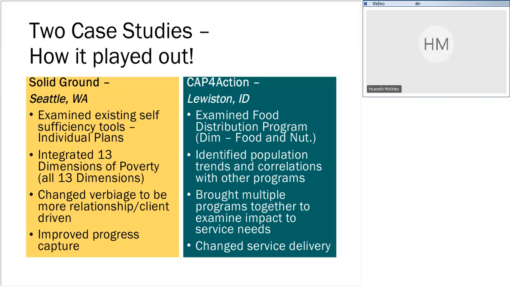And so we sat down and we talked about it, and we accessed direct service staff, the supervisors of that staff, managers, the director, client representation, and we went through a dialogue around what would this tool look like if it was more strength-based, for instance, or when we look at the dimensions of poverty. I'll give you an example.